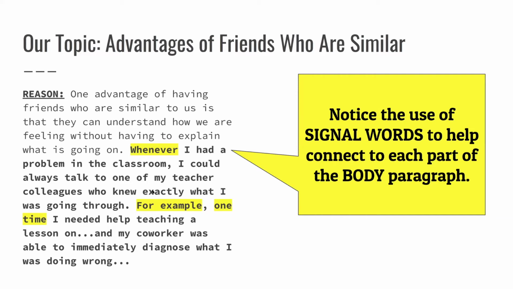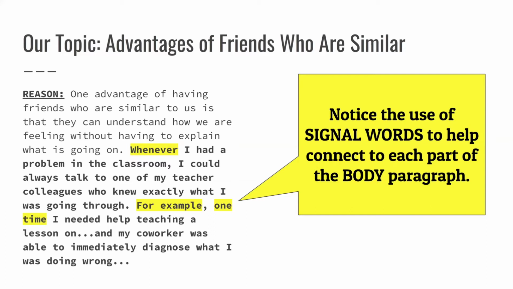And then notice I get very specific by using, for example, one time. So now I've gotten to a very specific example where a teacher was able to help me with some particular idea. And the reason was because my coworker understood where I was coming from. That coworker basically had the same sort of experience that I was having.